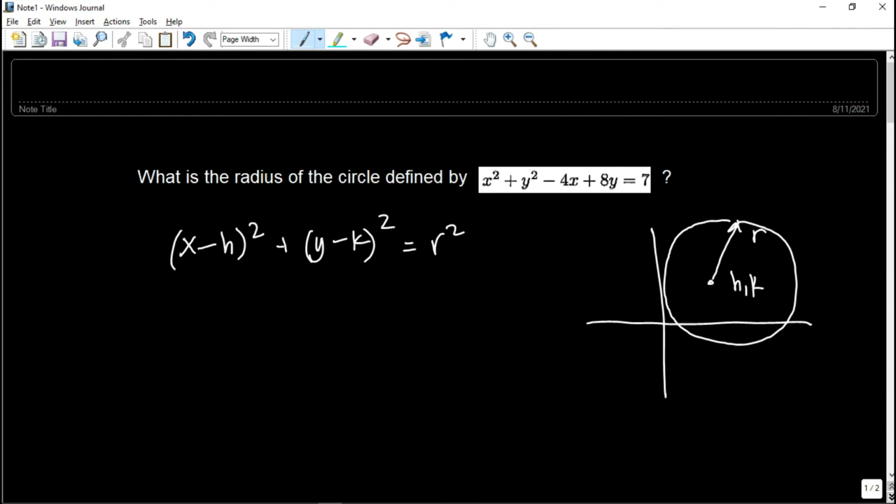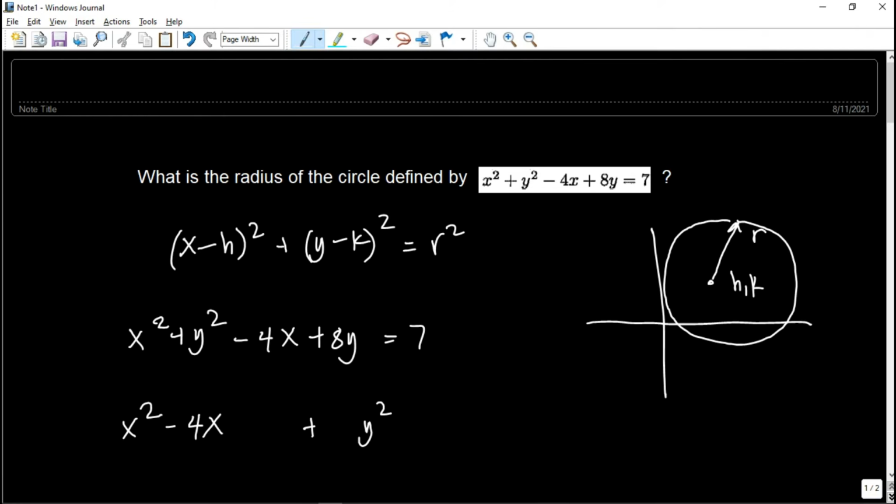So let's group the common variables so that we can complete the square, because this expression here is a complete square. So this is the original equation: x squared plus y squared minus 4x plus 8y equals 7. So x squared minus 4x. In order for this to be a complete square, we need to add a certain constant, so let's leave a space here. Then we have plus y squared, and plus 8y. Then also leave a space for that constant, and that is equal to 7.